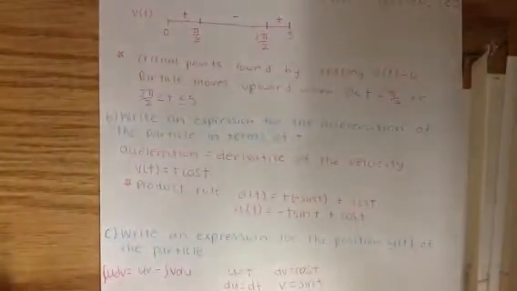Okay, Part B. Part B is asking to write an expression for the acceleration of the particle in terms of t. The acceleration equals the derivative of the velocity, so here's our velocity formula. And then to find the derivative of that, you use the product rule, so you'll get a of t equals t times negative sine t plus cosine t, and then when you combine that, you get this.